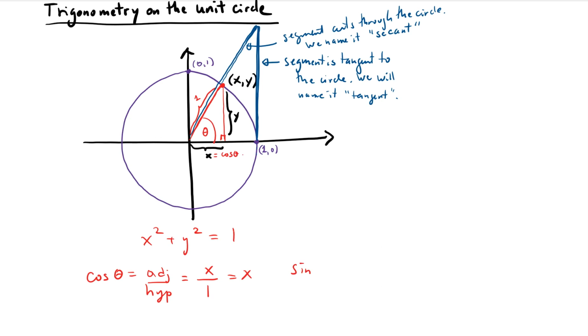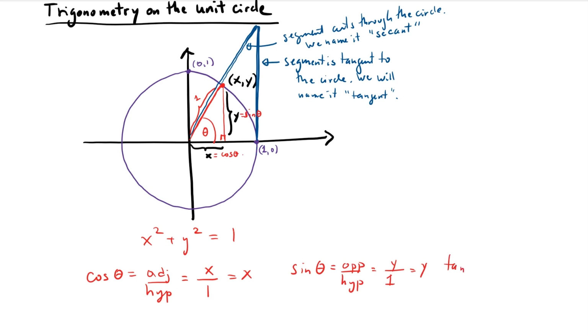What is sine? Well, sine of theta will be opposite over hypotenuse. This is y over 1. So y is the sine.